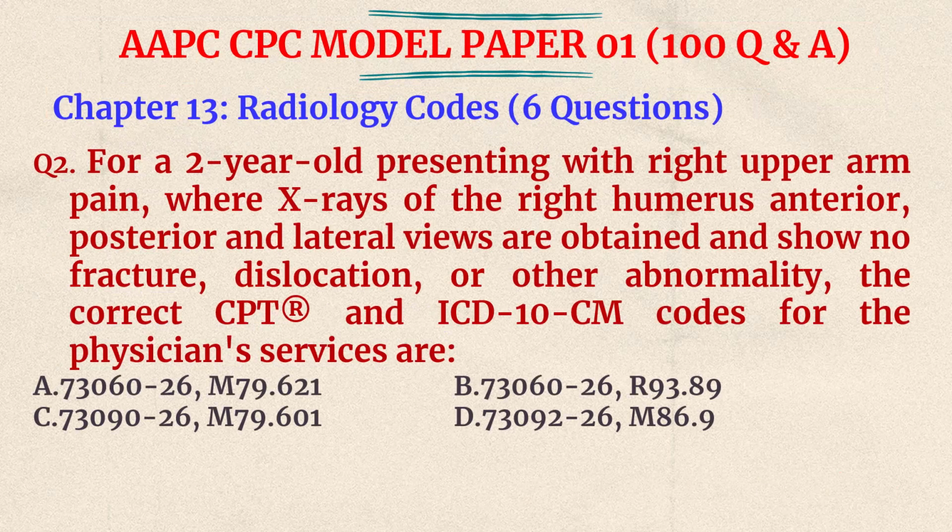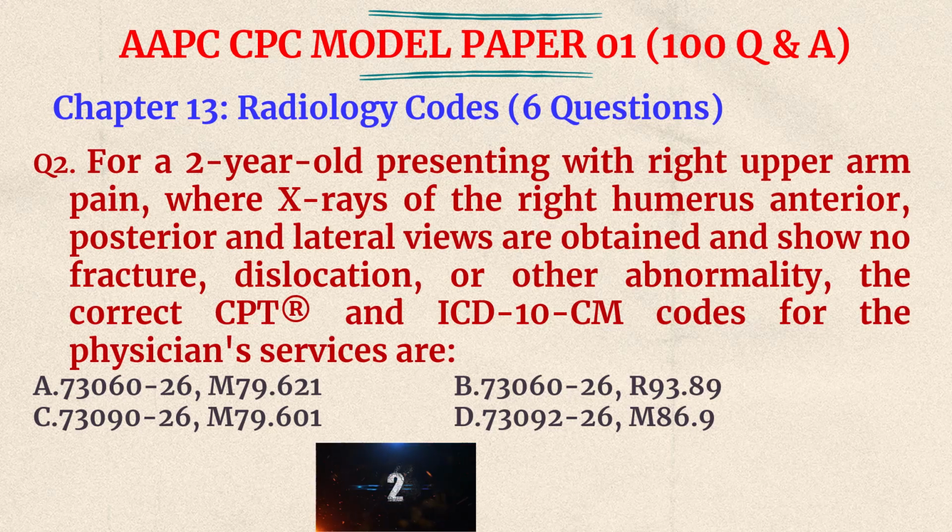Question number 2. For a 2-year-old presenting with right upper arm pain, where X-rays of the right humerus, anterior, posterior, and lateral views are obtained and show no fracture, dislocation or other abnormality. The correct CPT and ICD-10-CM codes for the physician service are, so there are 4 codes available with the ICD-10 codes. So please pause the video, take your CPT and ICD-10-CM code books and find the answer.